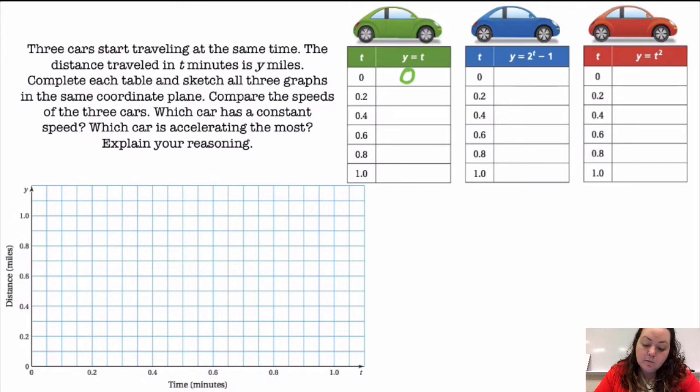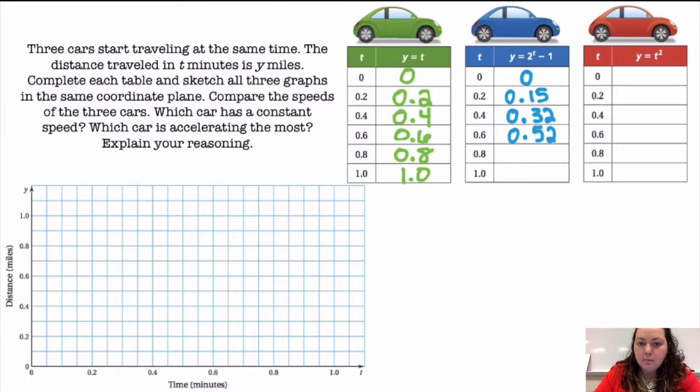All right, so if I plug in this first equation, y equals t, my y equals whatever my t value was. So these are just going to match. For the next one, I have y equals 2 raised to the t power minus 1. So I would do 2 raised to the 0, which is 1, minus 1 is 0. 2 raised to the 0.2 minus 1 gives me 0.15, and I did kind of round these. 2 raised to the 0.4 minus 1 gives me 0.32. 2 raised to the 0.6 minus 1 gives me 0.52. 2 raised to the 0.8 minus 1 gives me 0.74. 2 raised to the 1 gives me 2 minus 1 is 1.